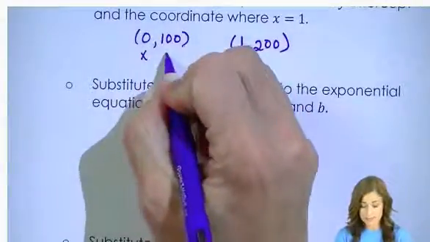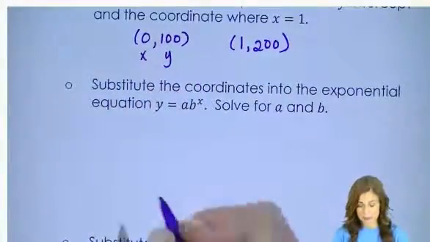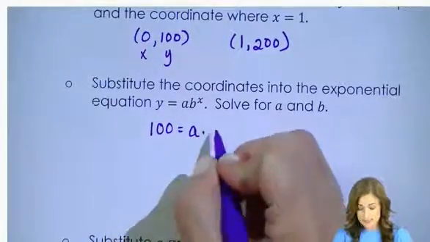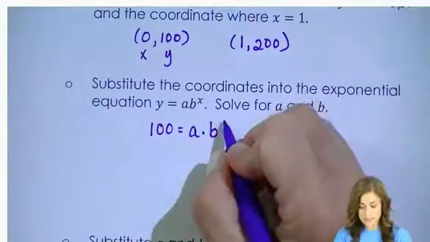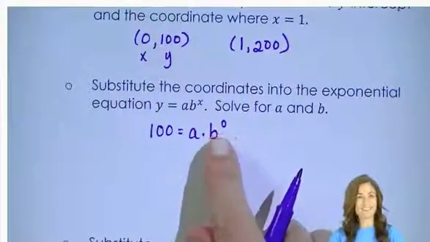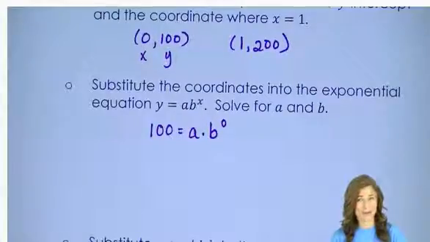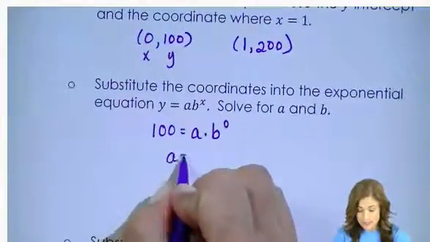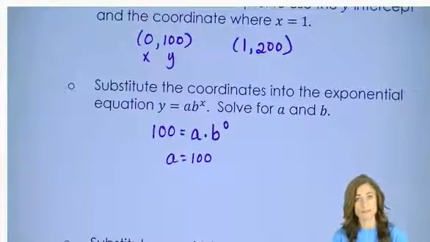0 for x, and 100 for y. Okay, so I get 100 equals a times b to the 0. Now you see why I said use that y-intercept? What's anything to the 0 power? Anything to the 0 power is 1. So in this case, a is equal to 100.